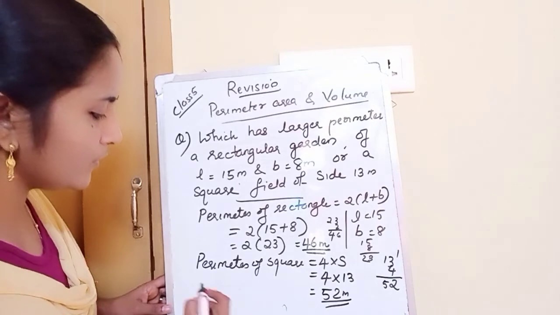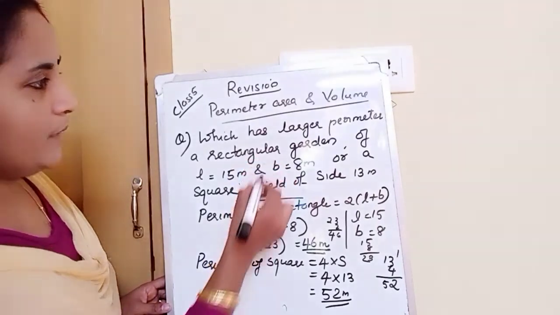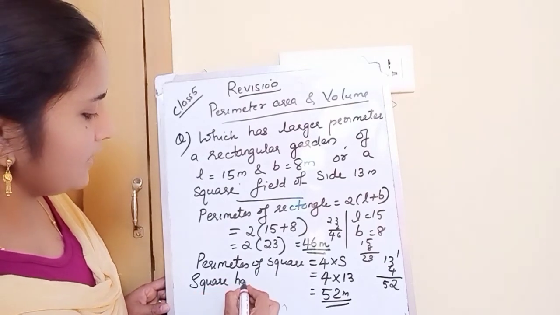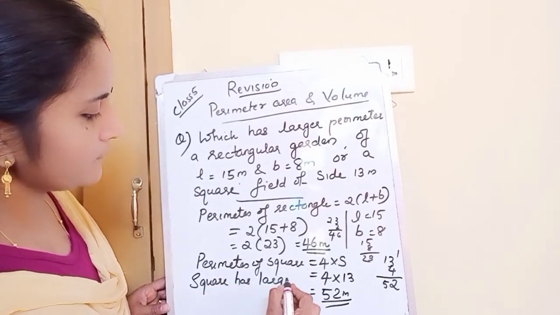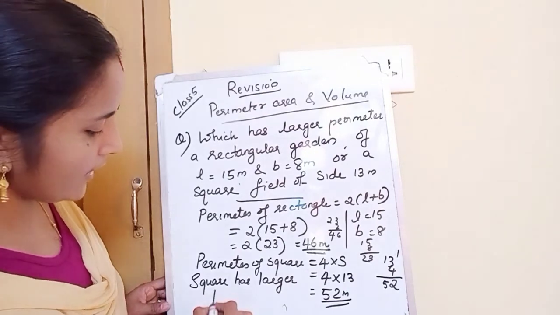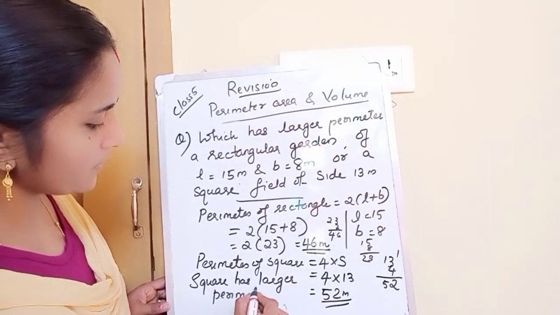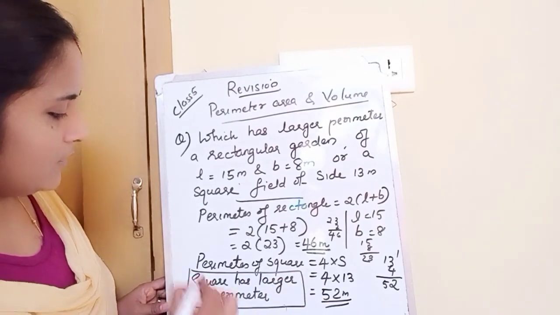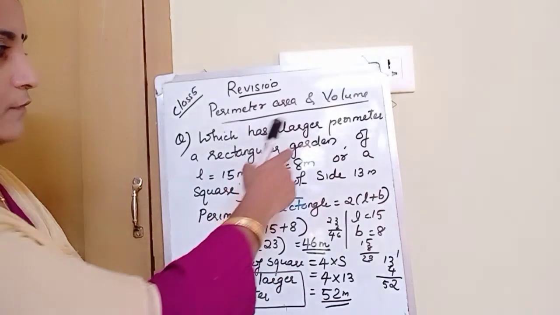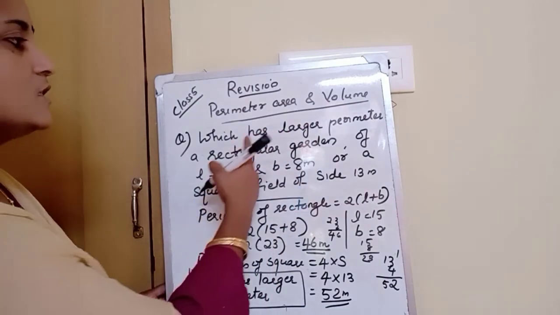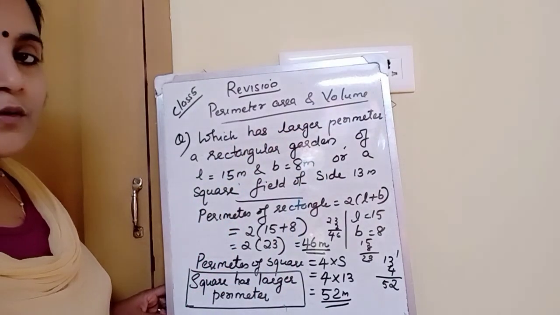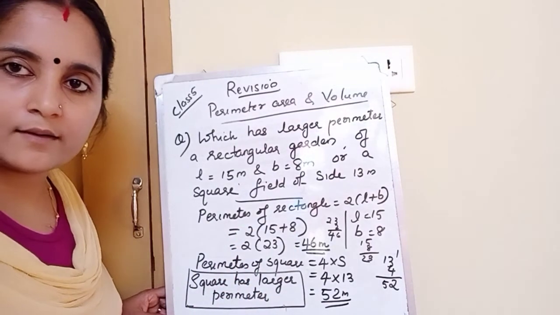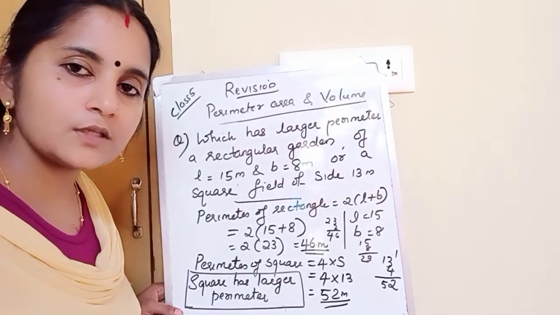So you conclude your answer like this. Perimeter of square has larger perimeter. Okay. Square has larger perimeter. You write the answer according to the given question. Instead of this one, suppose the question is which has smaller perimeter. How do you conclude your answer? Rectangle has smaller perimeter. So you write the answer according to the given question.